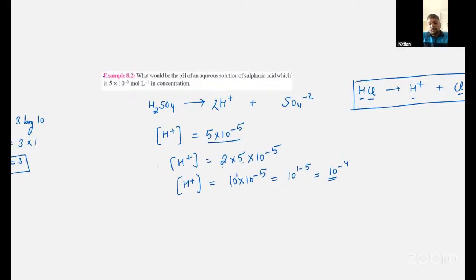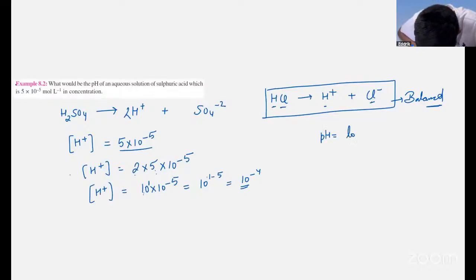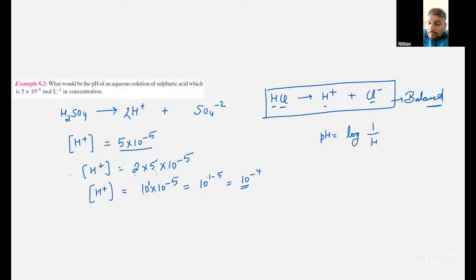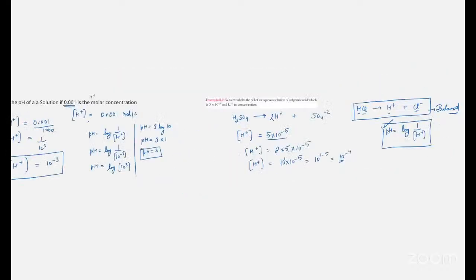Now we have to solve. pH is equal to log of 1 upon H plus concentration. This formula we have to use to get the answer. Got the answer, sir? You got the answer? Very good.